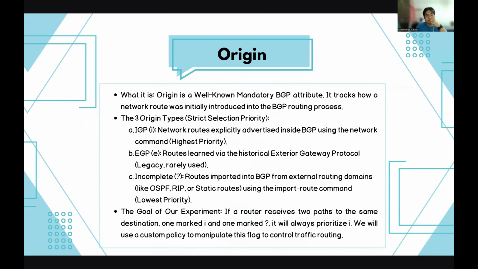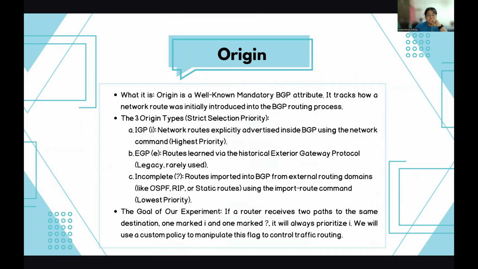Now we'll go to the origin. What is the origin attribute? Origin is a well-known mandatory BGP attribute. It tracks how a network route was initially introduced into the BGP routing process.